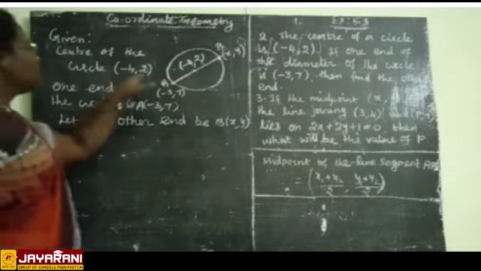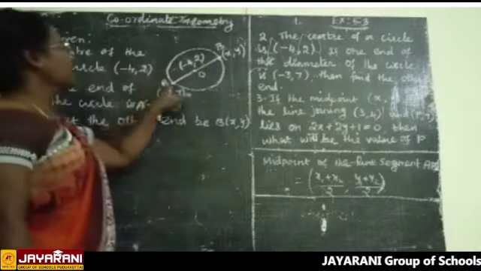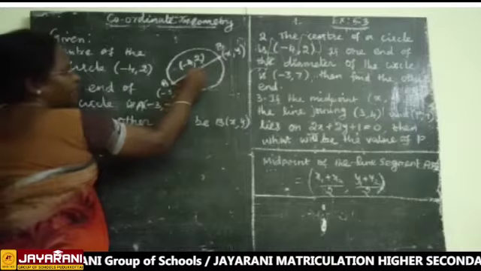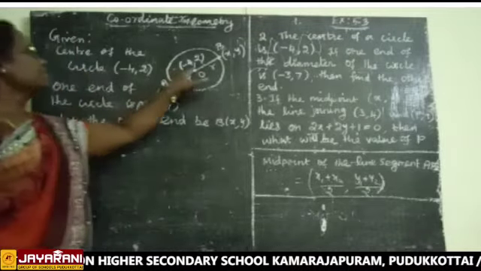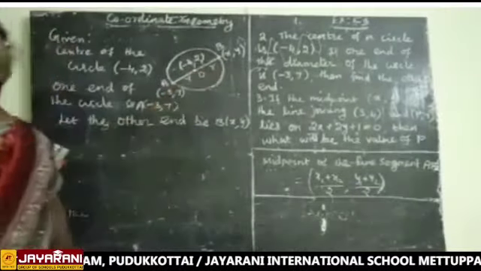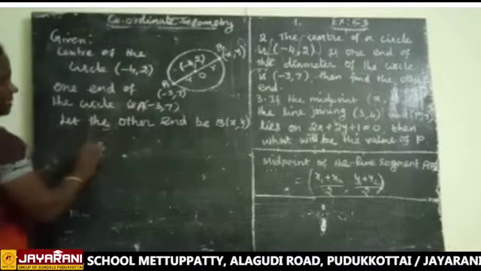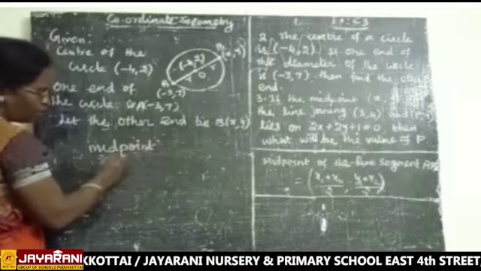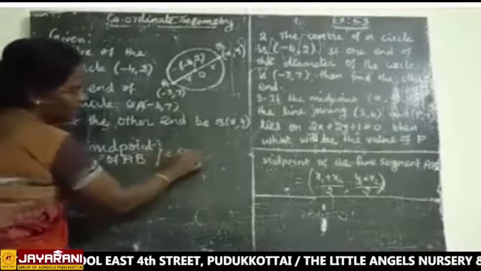This center point lies at the midpoint of AB, because OA is the radius of the circle and this is also a radius of the circle. So O is the center of the circle and also the midpoint of AB. So using the midpoint formula: the center of the circle equals the midpoint of AB.